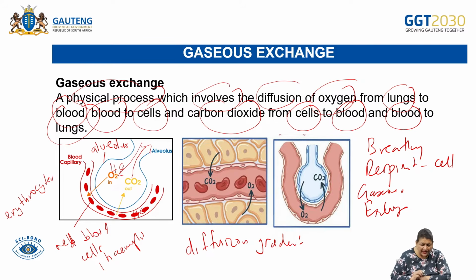Okay. And then you ask yourself, what is that oxygen needed for? Respiration. Where is the CO2 coming from? After respiration in the cells. And then here are your blood capillaries. Can you see? Here are your red blood cells. What is the shape of your red blood cells? Yes, they are biconcave discs.